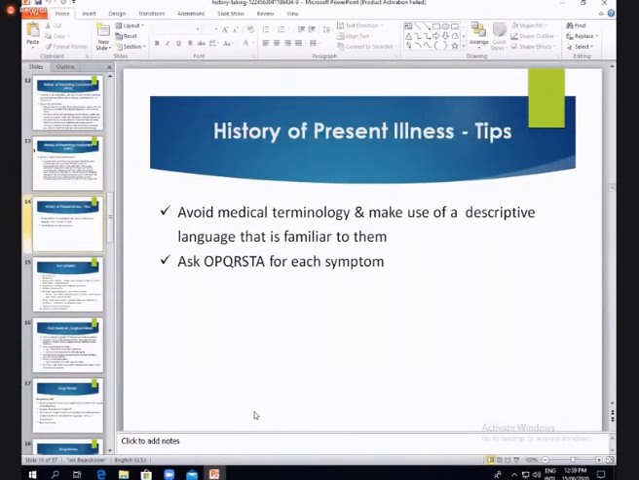Another tip is that you need to avoid the medical terminology and make use of descriptive language that is familiar to the patient. You're not going to ask the patient since how long you have been having GERD. You're going to ask the patient since how long you're having this epigastric burning.